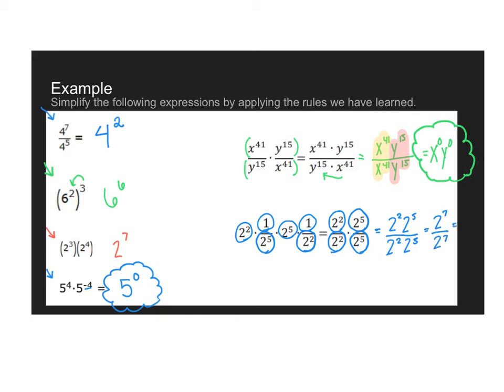And then if we wanted to simplify it even further, we can subtract these because they're dividing. 2 to the 7th minus 2 to the 7th, 7 minus 7 is 0, so this is 2 to the 0th power. Okay? And again, we're going to talk about those 0th powers on the next slide. I just wanted to remind you how we simplify these expressions using the rules we have already learned how to use. Let's continue on.